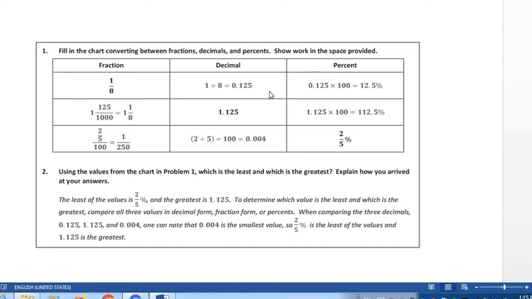Okay, I want to convert the decimal into percent. What should I do? I multiply by 100. When I multiply the decimal by 100, we have 2 zeros, so from the decimal point I will move 2 movements, 1, 2, and put here my decimal point. So the answer will be 12.5. Don't forget to write percent.